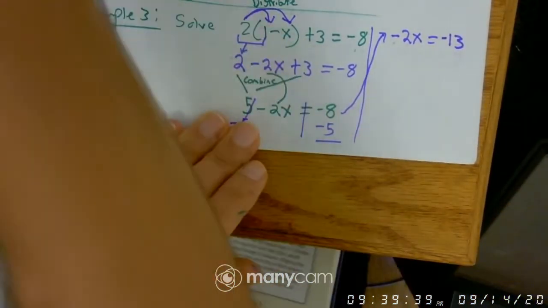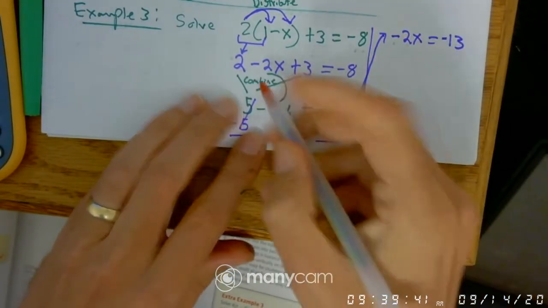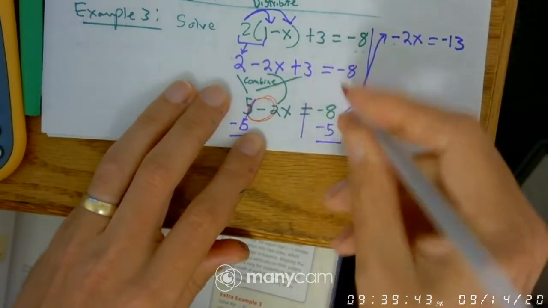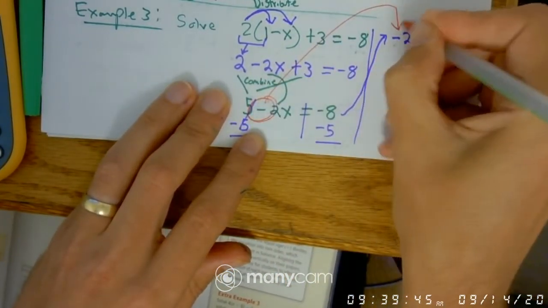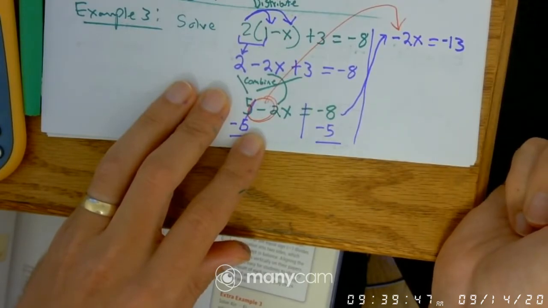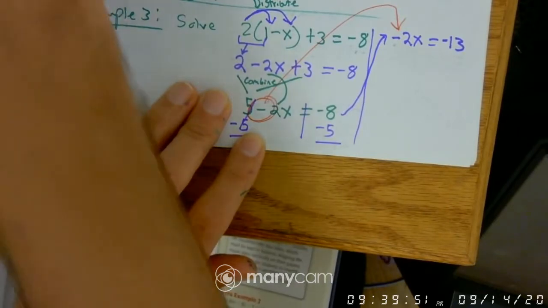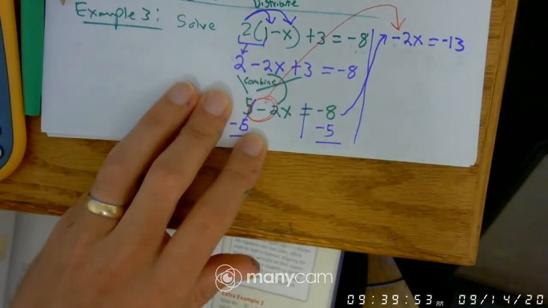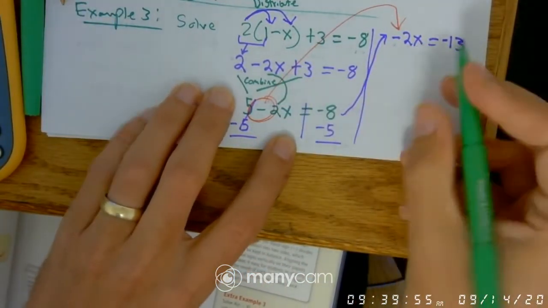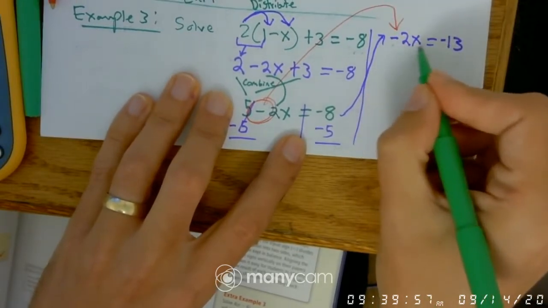Another thing I want to point out, see this negative right here? You see how it stayed? Negatives are hard because it's easy for them to just go poof, disappear, but we can't let them disappear.